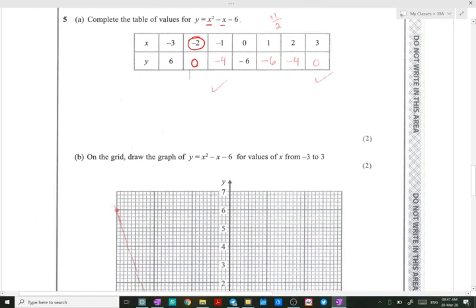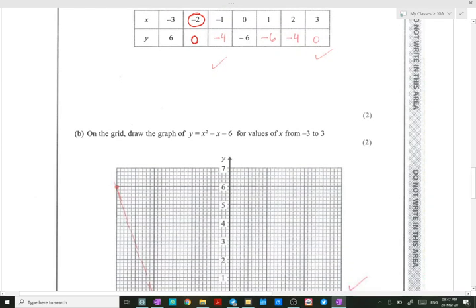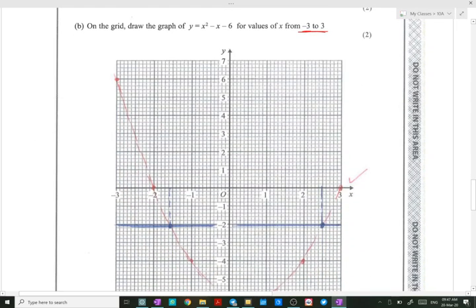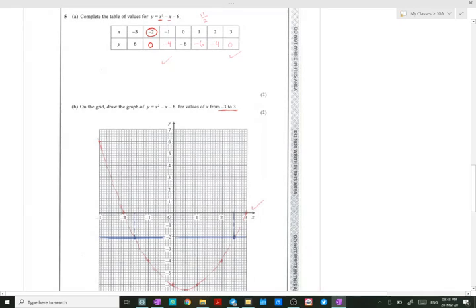Continuing to part B. On the grid, draw the graph y equals x squared minus x minus 6 for the values of x from minus 3 to 3. So they already gave you the x and y plane. So you just fill in the points. So this here is a point, let's say, assume that it's point A, whose x is minus 3 and the y is 6. So you look at minus 3 and then 6, so this is point A.